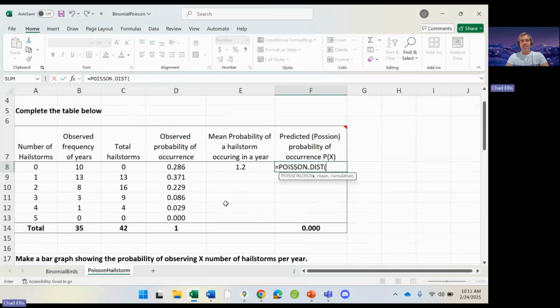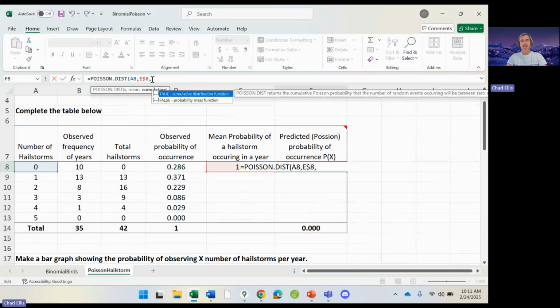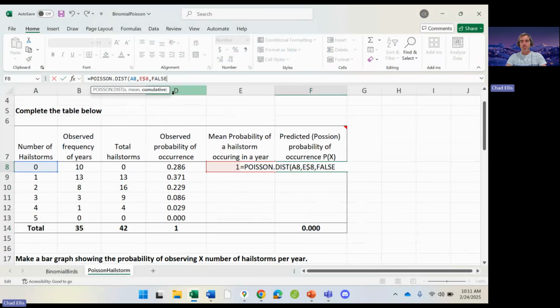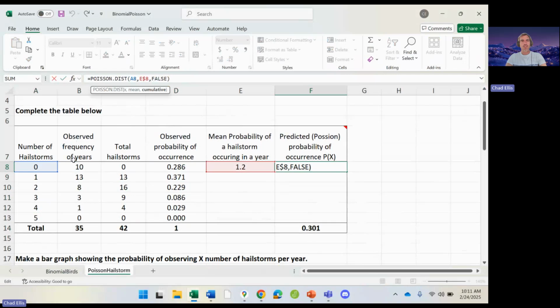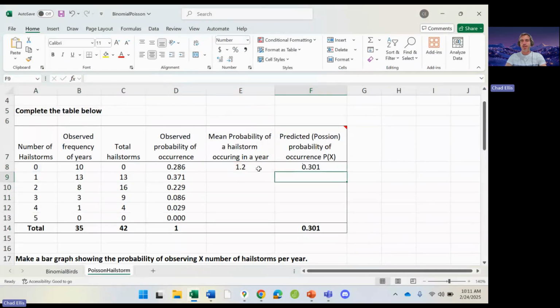So in this case, I'm going to be looking at the number of hailstorms, which is the X. I'm going to also look at the mean, and I also want to lock it on the mean because I do not want the cell to drag down. And then I'm going to click false because I want this to be discrete probability. So you can see there, it's looking at 0 hailstorms or an average of 2.2 hailstorms per year.